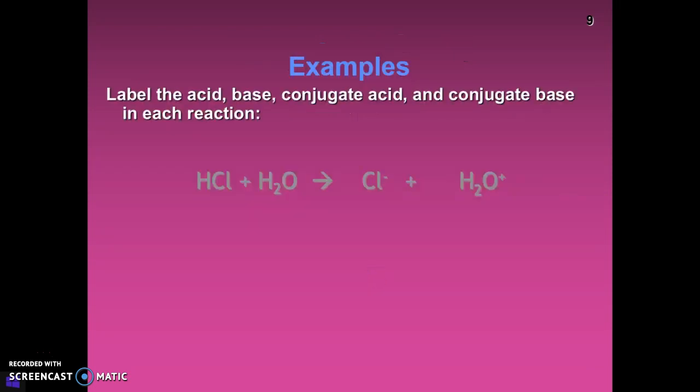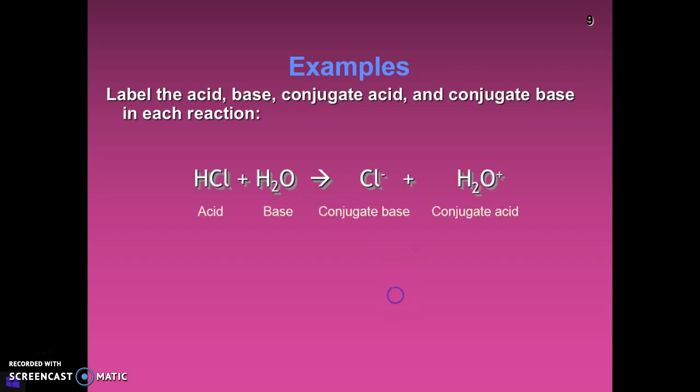So let's take a look at a couple of examples, see if you guys can identify things. This is one we saw before. Oops, that should be H3O+, not H2O+, there's a typo. HCl reacting with water to produce Cl- and H3O+. What's the conjugate acid? What's the conjugate base? What's the base? What's the conjugate acid? So can you figure it out? Take a moment, think about it, and here come the answers.